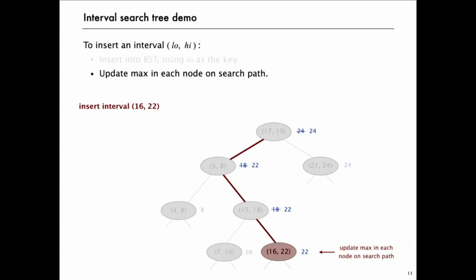So it's just binary tree insertion, but then after the insertion on the way up, we go ahead and check if the maximum that we have is bigger than the maximum there and update it if necessary. So easy to code.